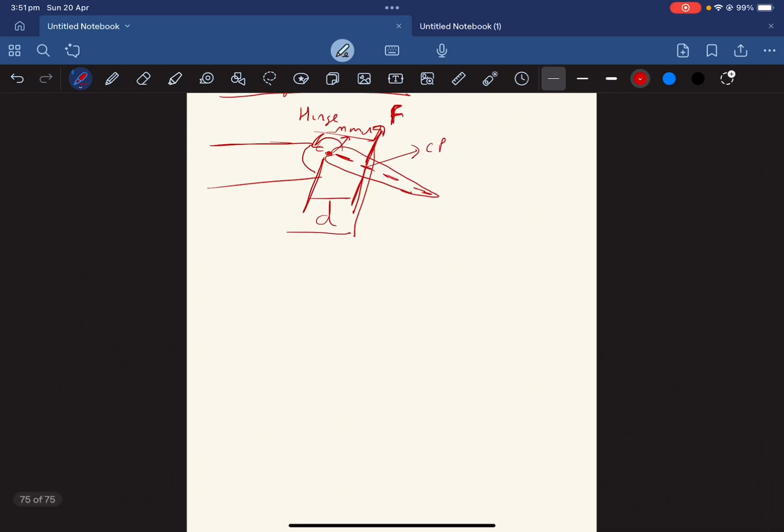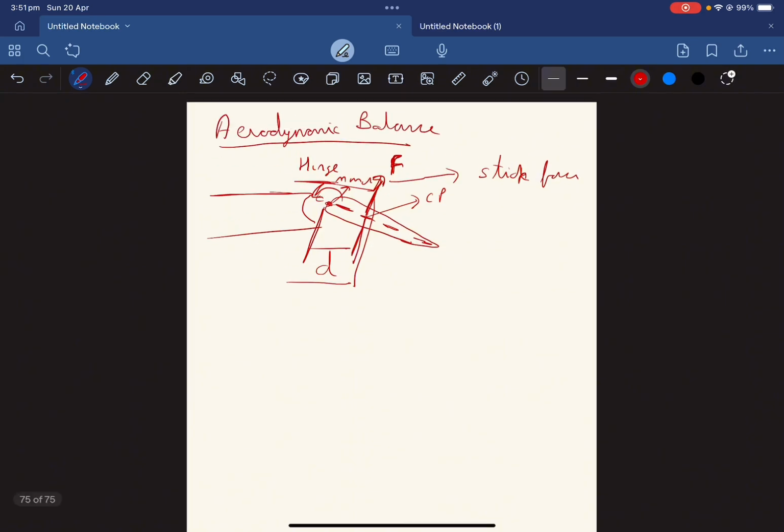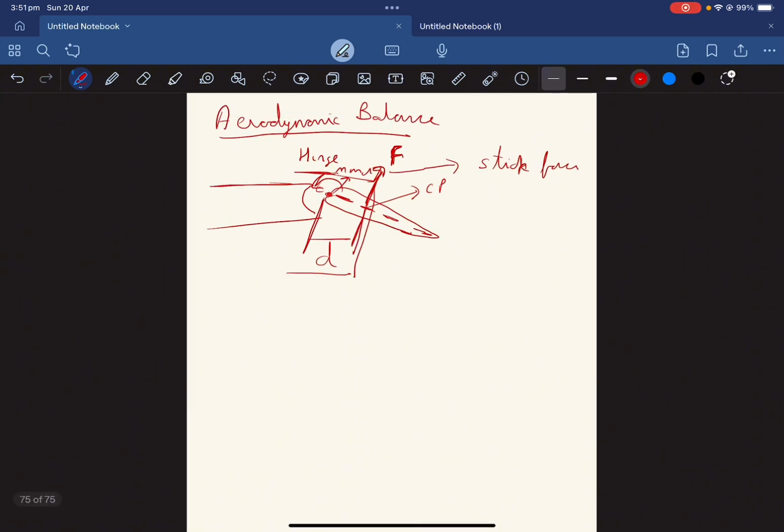This hinge moment is also called stick force, the force you feel when you're moving the control column. Of course, too much of it is not desired, and you need ways to reduce it. So let's discuss ways that we can reduce it.